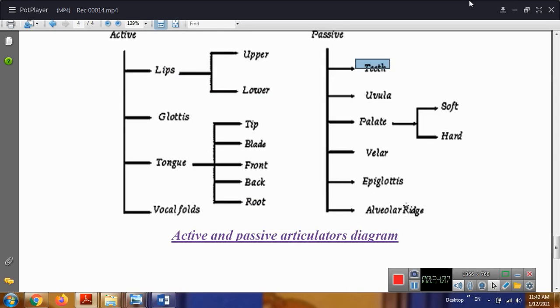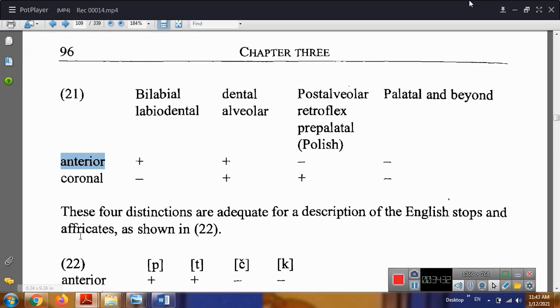Therefore, for producing alveolar ridge sounds like s and z, it is the blade of the tongue which moves toward the alveolar ridge. That sound is created by the blade of the tongue, and we consider it plus coronal. You should review the matter of passive and active articulators, and I review it again here.